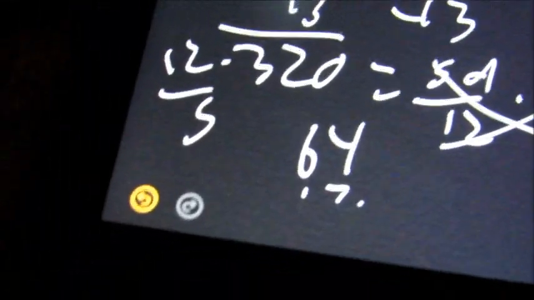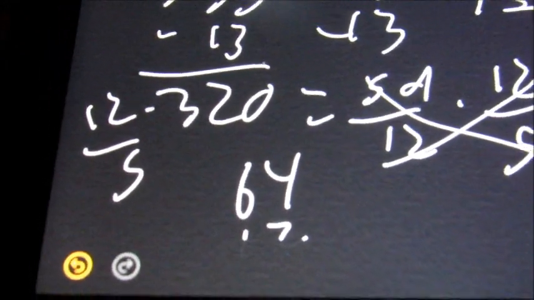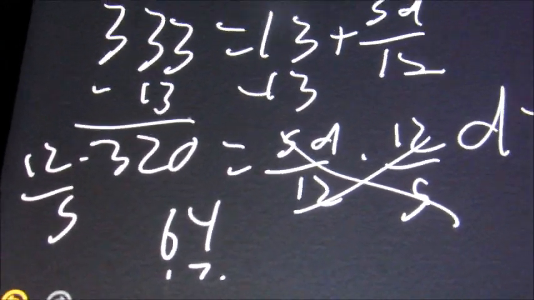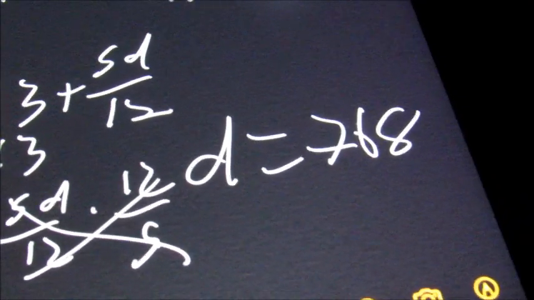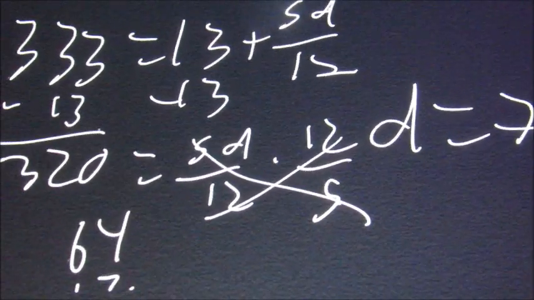768. What you could do here, you're not going to have ones like this on the test, so just do 12 times 320 divided by 5 if you want, or you can just work it all out. And that is it for 4.7.